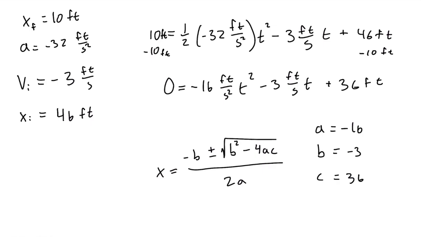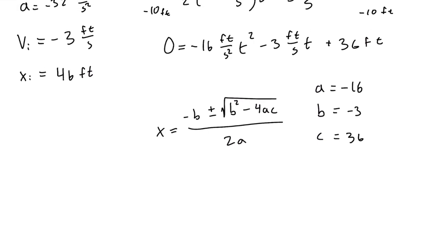All right, because our a is the coefficient of t squared, our b is the coefficient of t, and our c is the coefficient of, well, it's our plain value. Okay, so now we're going to plug these in. We have x equals negative b, so that'll be positive 3, plus or minus the square root of b squared. Now if we're plugging this into our calculator, we need to make sure that that negative 3 is in parentheses. Otherwise, it's going to give us the wrong answer.